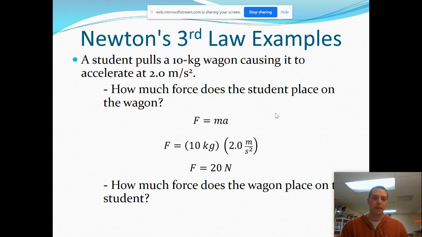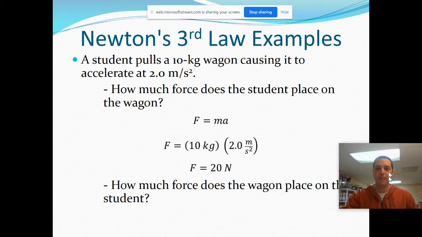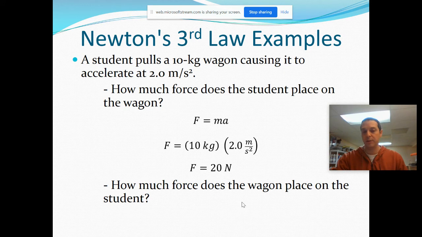So if a student places 20 newtons on the cart to get it to move, we want to know how much force the cart is going to put on the student. Well, according to Newton's third law, it's the same exact force, just with an opposite direction. If the student puts 20 newtons on the wagon, the wagon must put 20 newtons on the student.